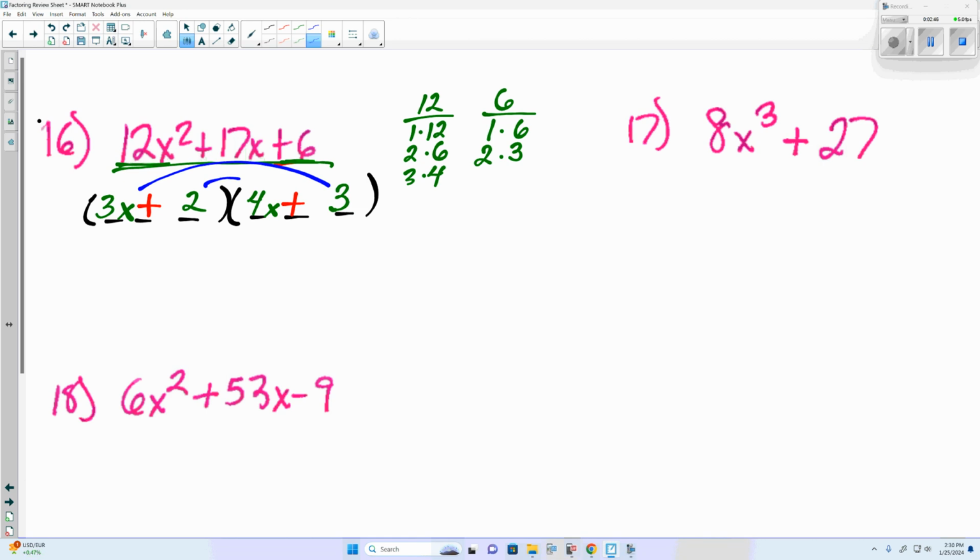And again, we can check the middle term. 3x times 3 is 9x. 2 times 4x is positive 8x. 9x plus 8x is 17x. So those are the terms that we wanted.